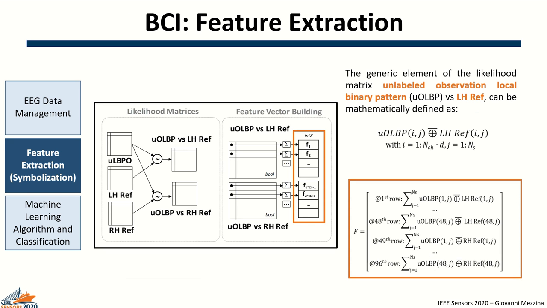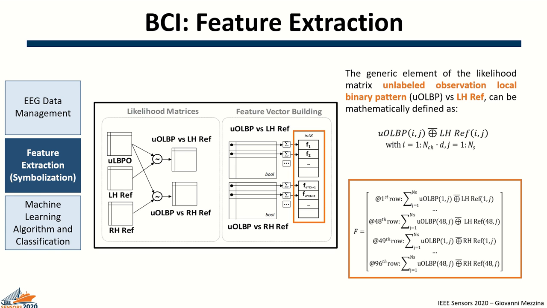Any new trial is then treated by the LBP routine, generating an unlabeled observation local binary pattern, the UOLBP. This matrix must be compared with both reference masks, the one from the left-hand movements and the one from the right-hand movements. The comparison is done through an XNOR gate plane that verifies the equality of each corresponding element, composing these two matrices. It permits evaluating the degree of similarity between the unlabeled observation and one of the two reference masks.